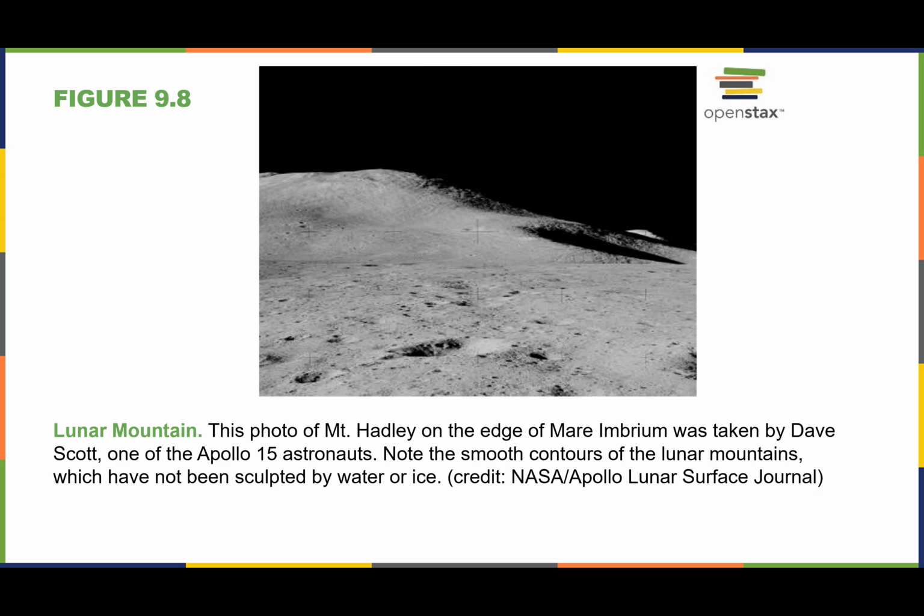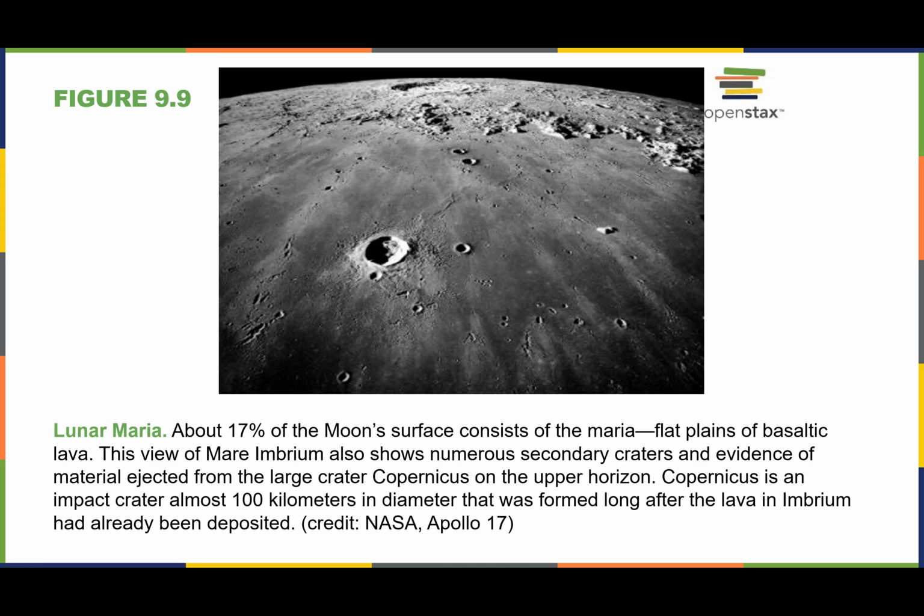This is kind of a hill on the moon. Actually, Dave Scott in one of the groups I play in is a percussionist. His name is Dave Scott, but it's not the Dave Scott. I think that's kind of funny. Another picture of the moon.